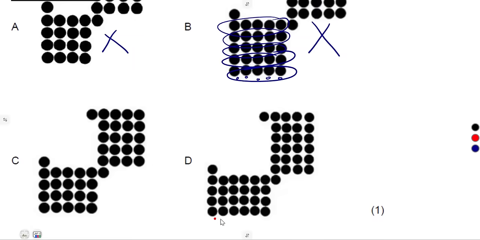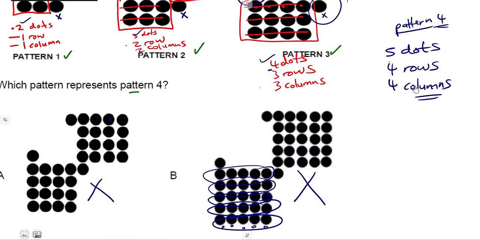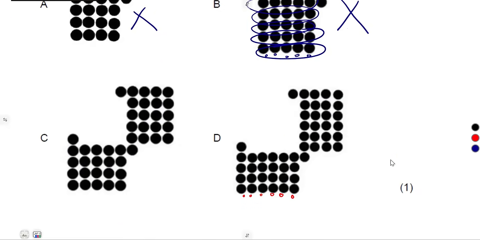How many dots? 1, 2, 3, 4, 5, 6. The number of dots that we are expecting in each row, guys, it's not that one. So D is also totally out.